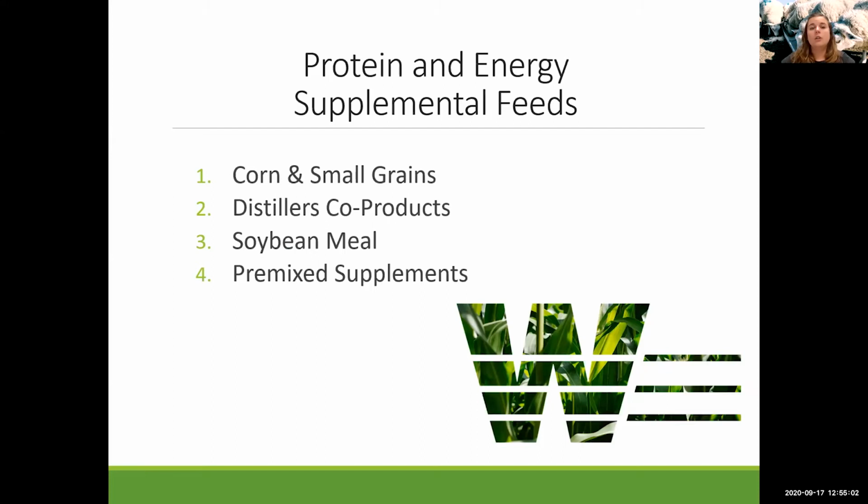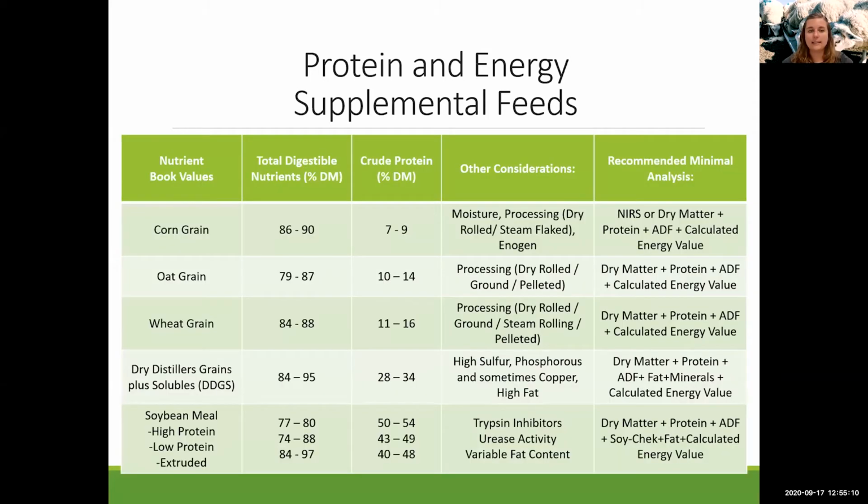Okay, so protein and energy supplements, that's what we're focusing on today. We're not getting into the nitty-gritty of minerals. So I'm just going to go through some of this with you guys. My understanding from talking to Melinda is that a lot of you guys don't have these kinds of feeds readily available to just buy in bulk. But what you do have is the premixed.